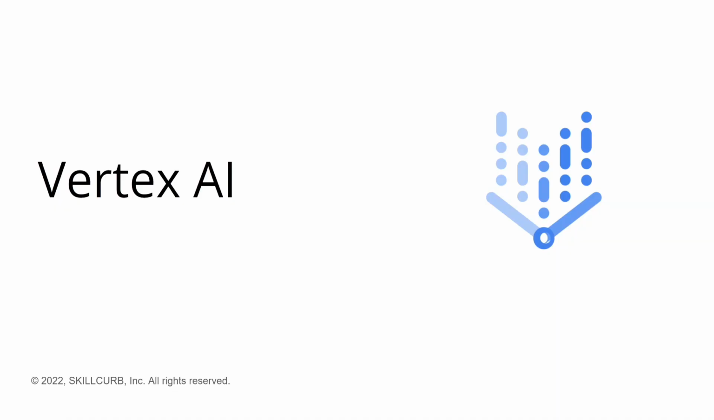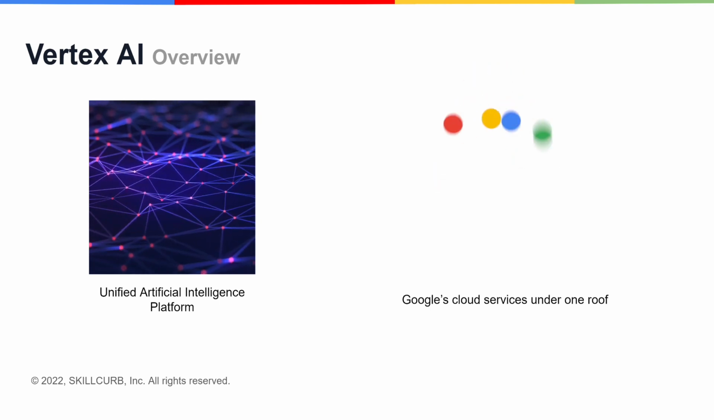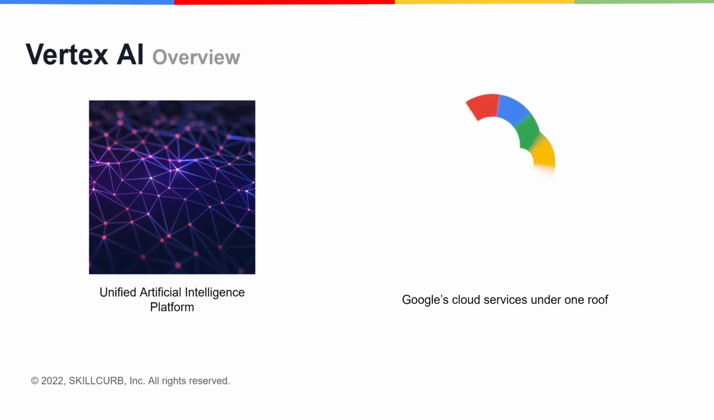Vertex AI. Vertex AI is a unified artificial intelligence platform that offers all of Google Cloud services under one roof.